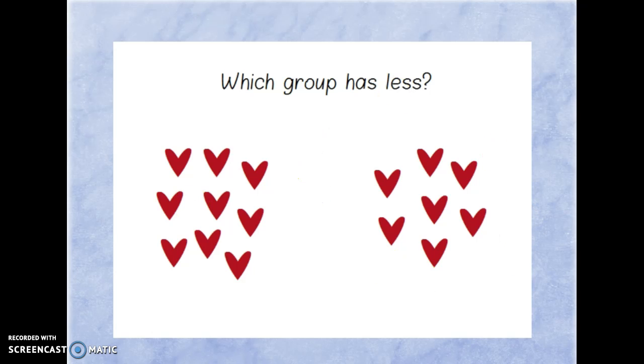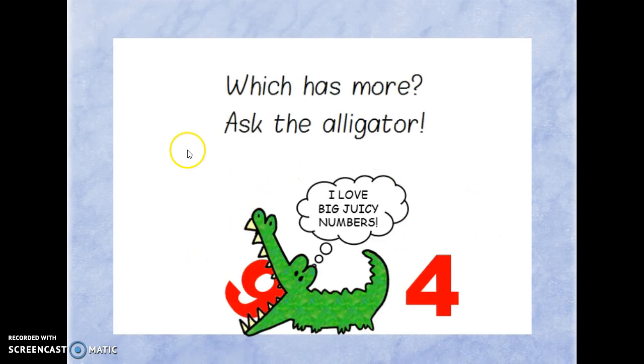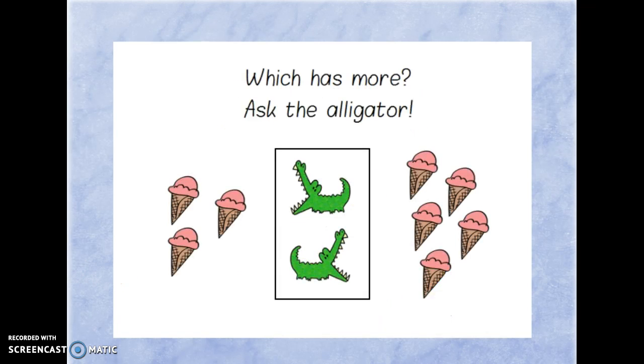Which has more? Ask the alligator. This is Allie the alligator. Allie the alligator loves big juicy numbers and always wants to eat. Which group has more? It says which has more? Ask the alligator. We need to decide, is 3 or 5 more? Will Allie face this way and eat 3? Or eat this one and eat 5? Good. Allie the alligator will face this way and eat 5.